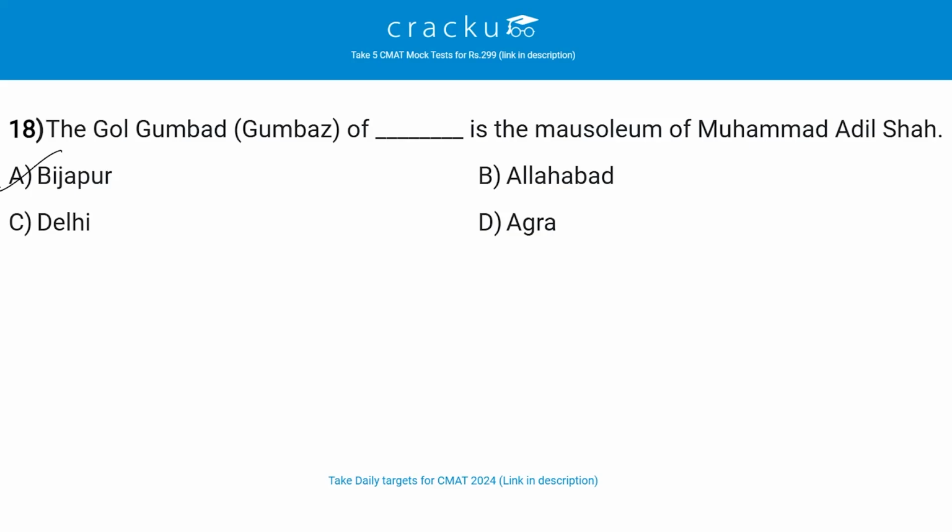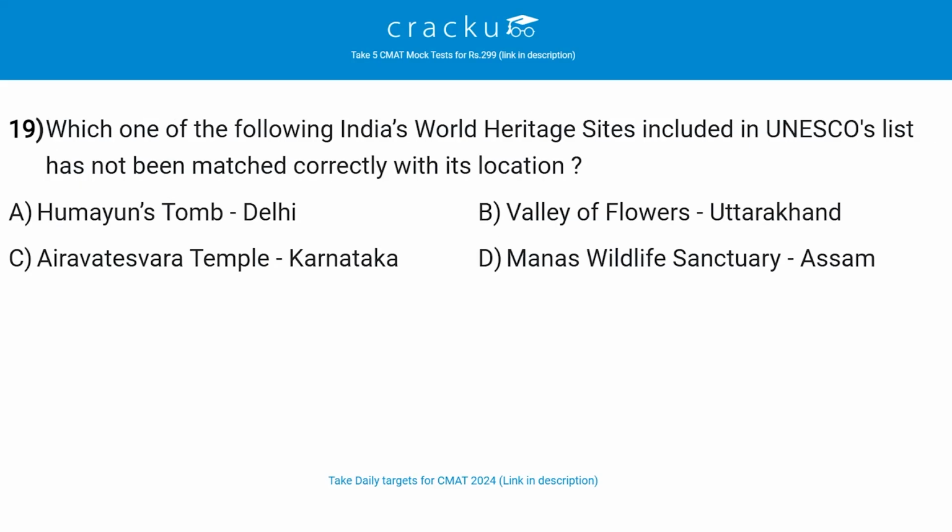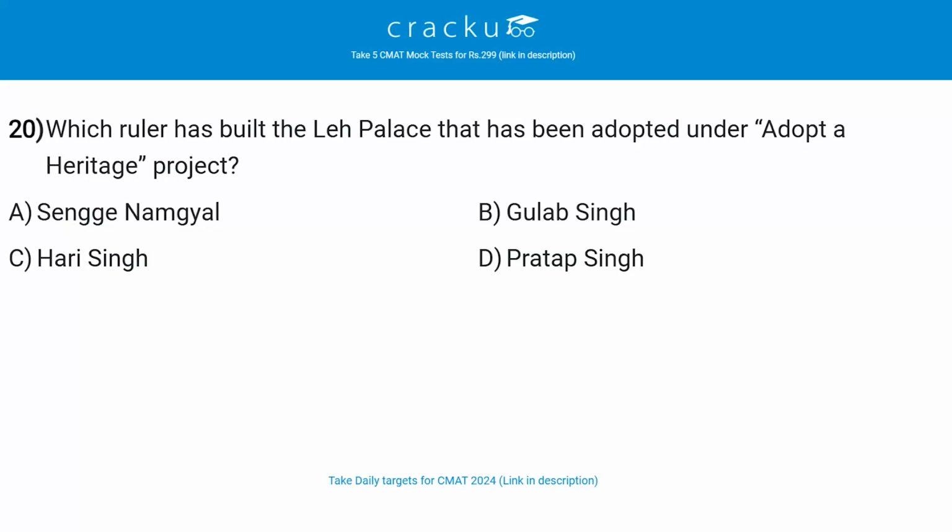The answer is Bijapur. Which one of the following Indian World Heritage Sites included in the UNESCO's list has not been matched correctly with its location? The answer is Airavateshwara Temple, Karnataka. Which ruler has built the Leh Palace that has been adopted under Adopt a Heritage Project? The answer is Senge Namgyal.